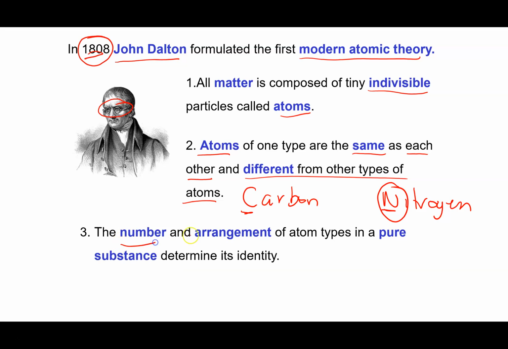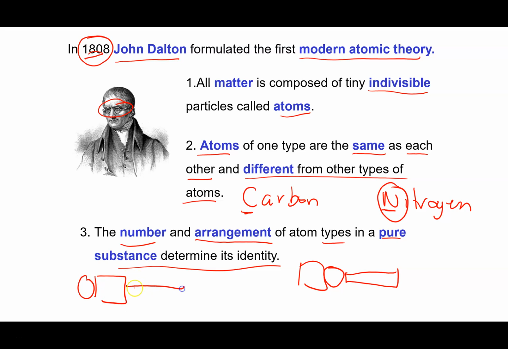Dalton says that the number and arrangement of atom types in a pure substance determines identity. So we had 3 atoms before, and if I put them together with the round atom type in the middle, that's going to be a different substance than if I put it together with the square atom in the middle, or if I mix up the numbers. So it's the number of atom types and how they're connected that determine the identity and the properties of a pure substance.